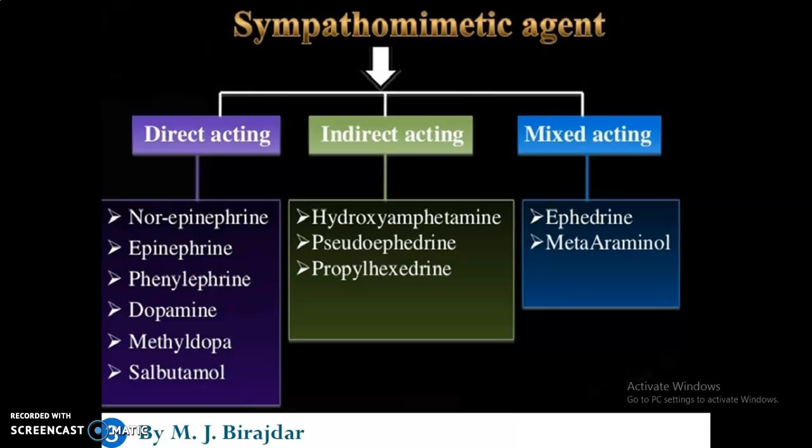Classification of the sympathomimetic agents. These are classified into three classes: direct acting, indirect acting, and mixed acting. Examples of direct acting: norepinephrine, epinephrine, phenylephrine, dopamine, methyldopa, and salbutamol. Indirect acting examples: hydroxyamphetamine, pseudoephedrine, propylhexedrine. In mixed acting, the sympathomimetic agents are ephedrine and metaraminol.